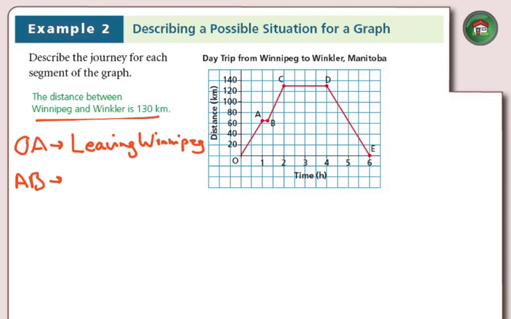A to B, very short, the distance didn't change. So that implies that we stopped someplace for a short time. That might be a bathroom break. Or it might be stopping to get a drink or a coffee or something.